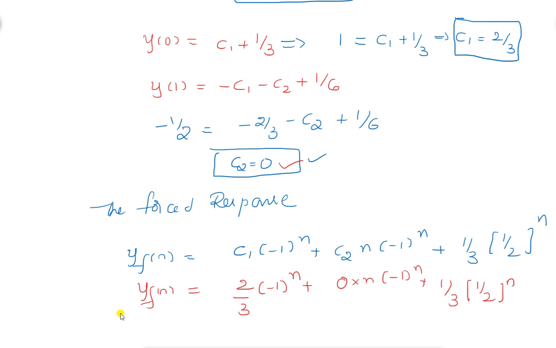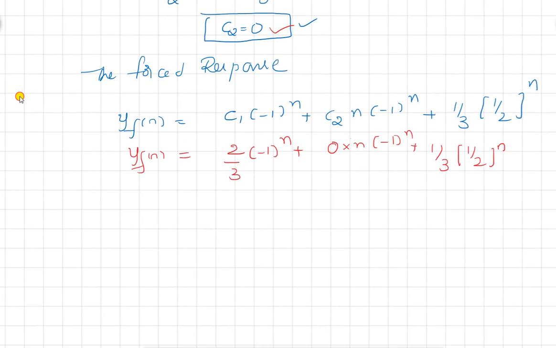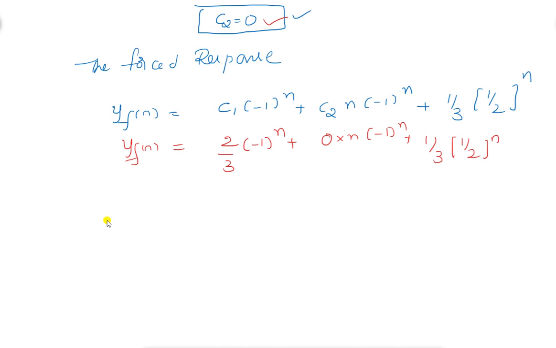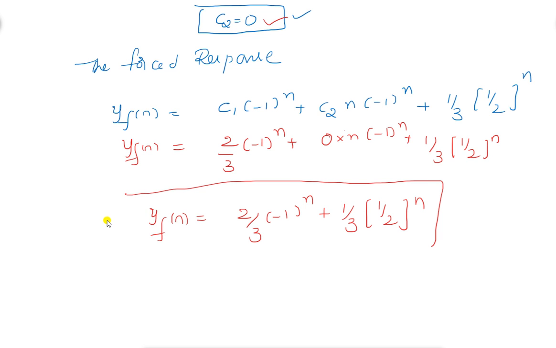And finally, our forced response is y of n is equal to 2 by 3 into minus 1 whole to the power of n plus 1 by 3 into 1 by 2 whole to the power of n. So this is our forced response of the differential equation.